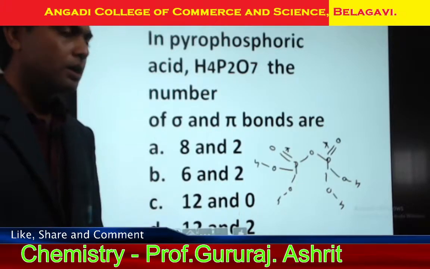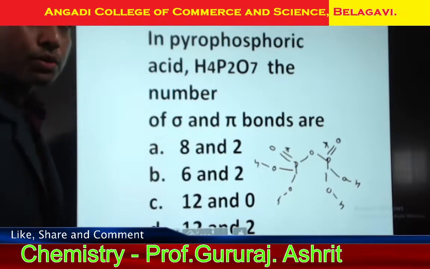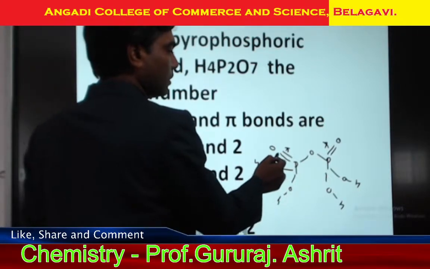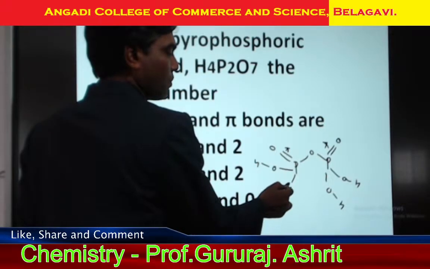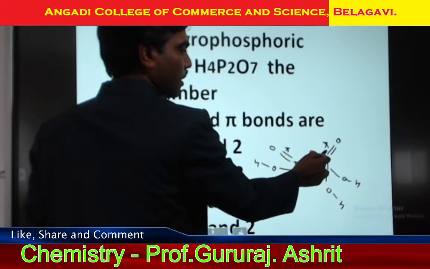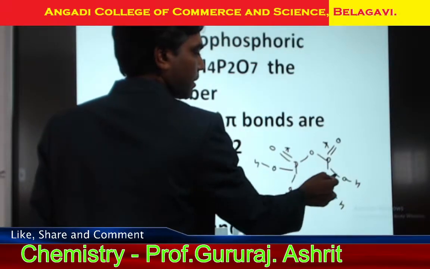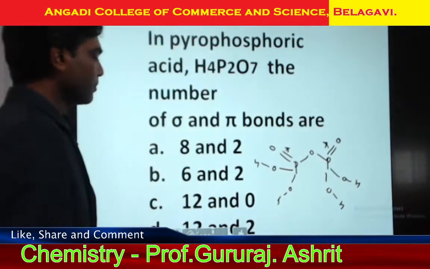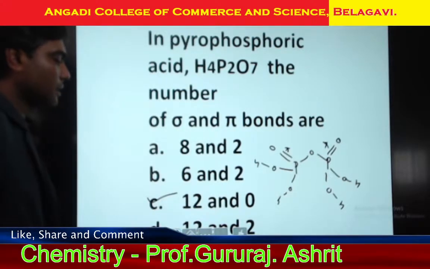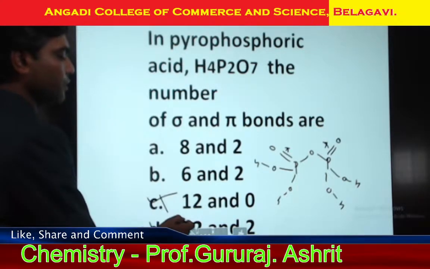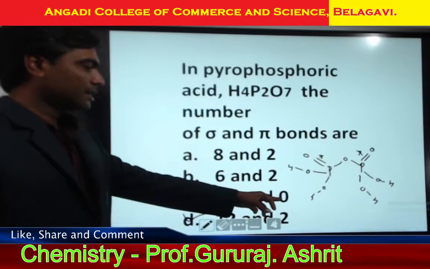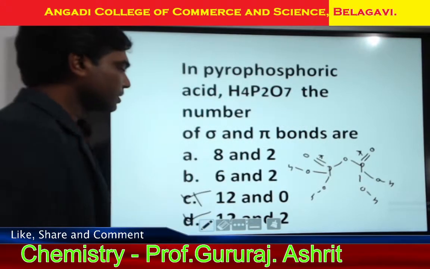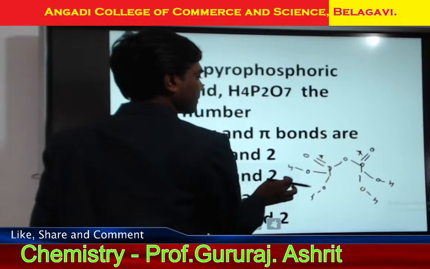Three options contain two, so again we have to count the sigma bonds also. 1, 2, 3, 4, 5, 6, 7, 8, 9, 10, 11, 12. 12 sigma bonds are there, hence the answer is D option, that is 12 and 2, sigma and pi bonds.